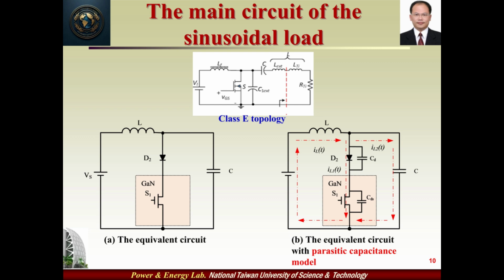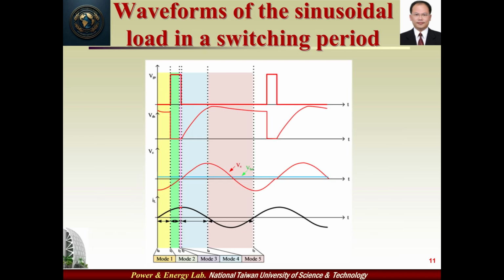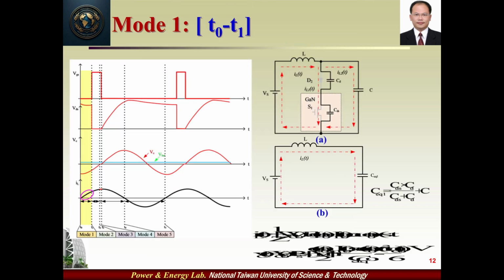Based on the above design, the inductor current IL is an almost symmetric waveform in each half cycle. The key waveforms of the proposed sinusoidal load in a switching period are shown on this slide. The circuit operation in a switching period is divided into 5 modes. In this mode, both the switch S1 and the diode D2 are off.